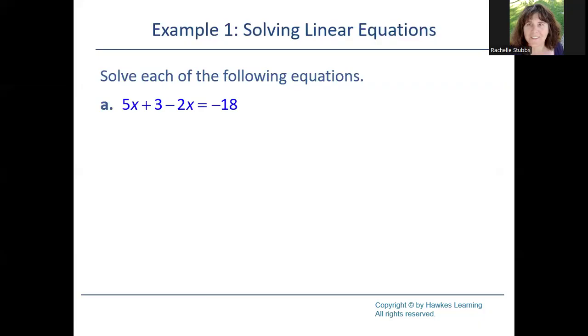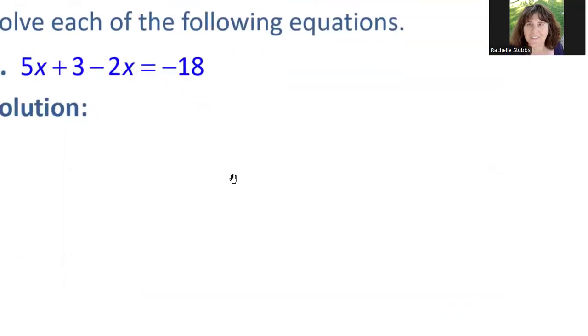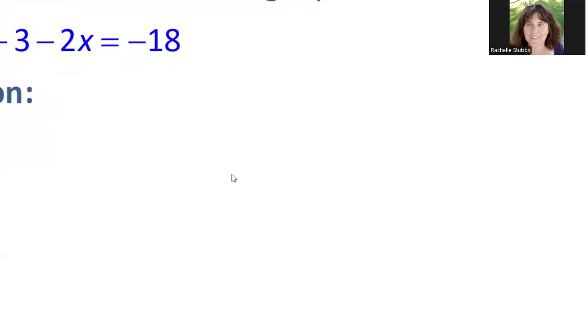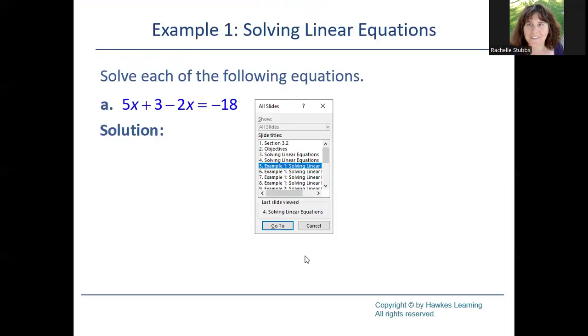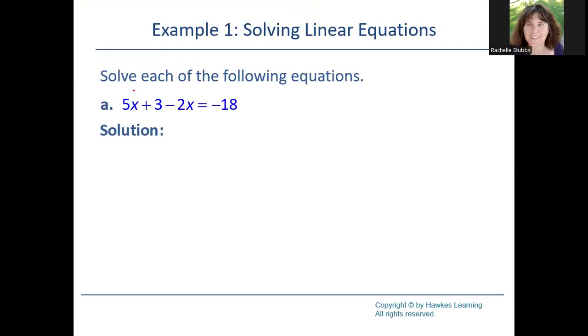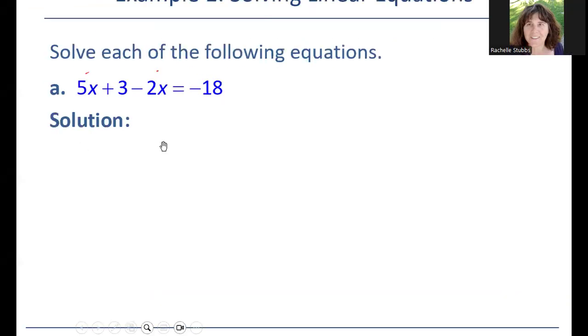So here we have the equation 5x plus 3 minus 2x equals a negative 18. When I look at that on the left side, I can see that I have two like terms that need to be combined. I have the 5x and the 2x that can go together, okay? And so I'm going to combine those together.